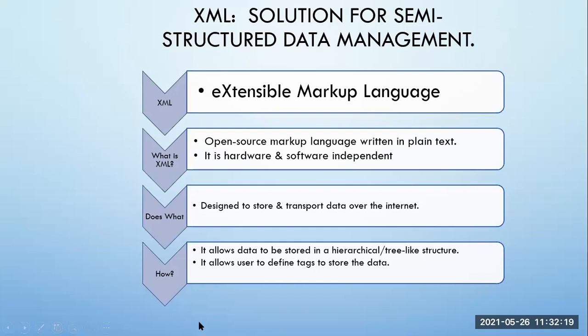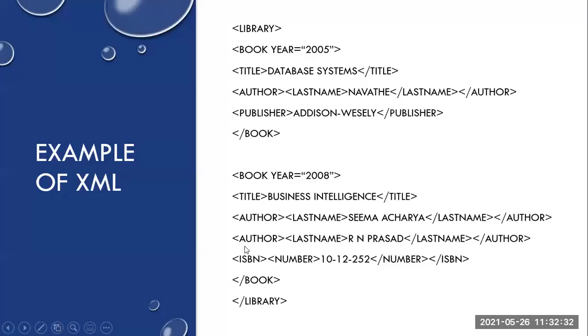And how is it done? How is data going to get stored? It allows the data to be stored in a hierarchical or tree-like structure. It allows the user to define tags to store the data. I will tell you about tags here as well. Now, an example for the XML is available, see guys. So this is the library, always with the tags.